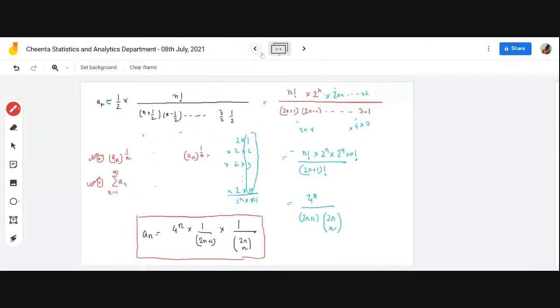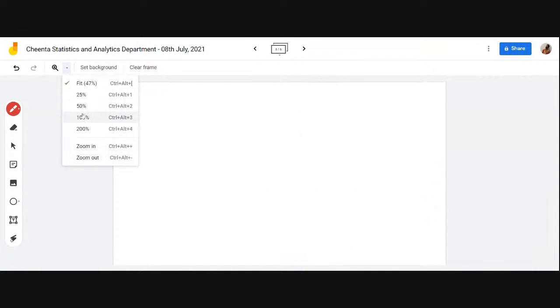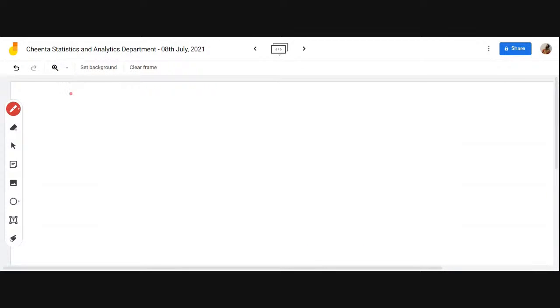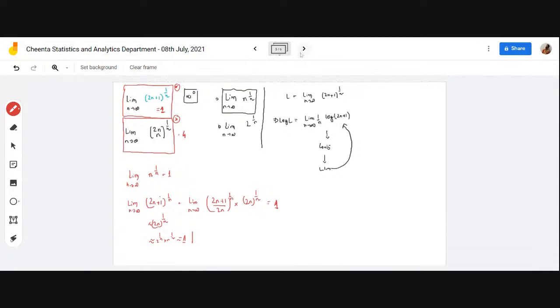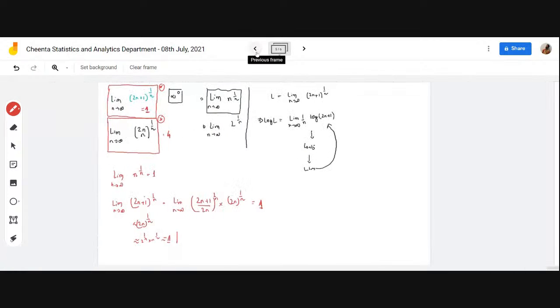So therefore, can you tell me now whether the summation of a_n exists or not? So now tell me whether the summation of a_n, what will be the limit of this series? Any ideas? You have understood the behavior of a_n, right?